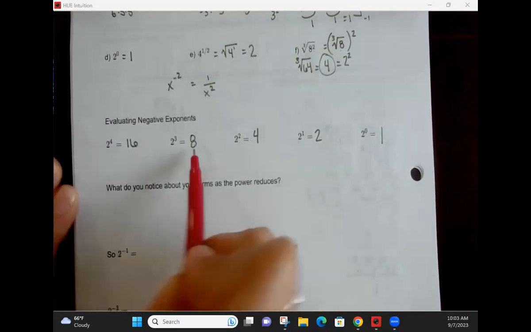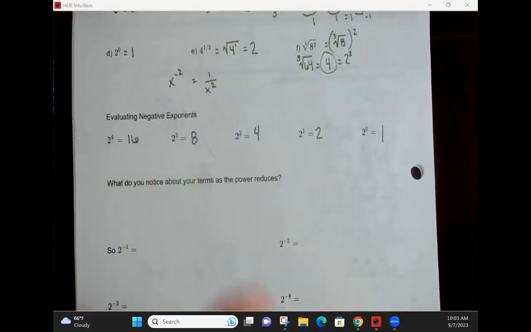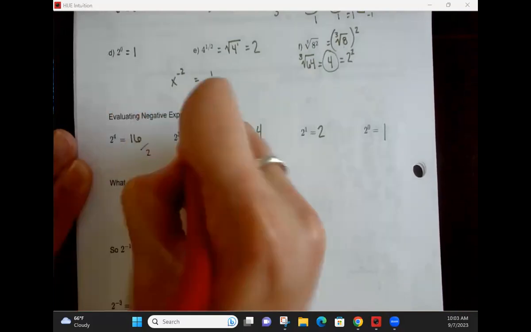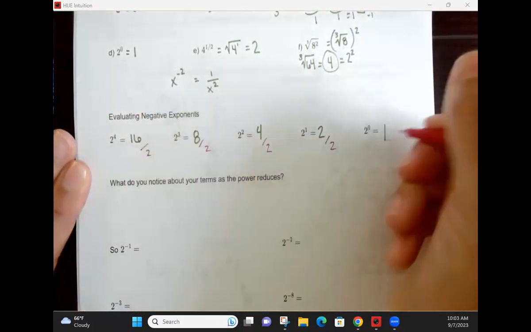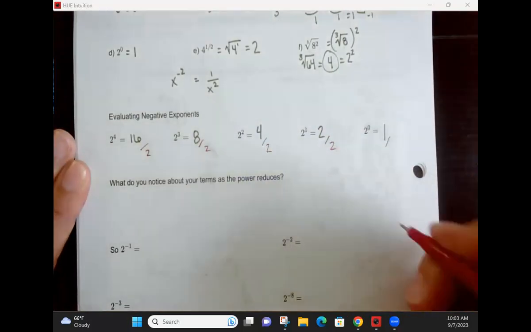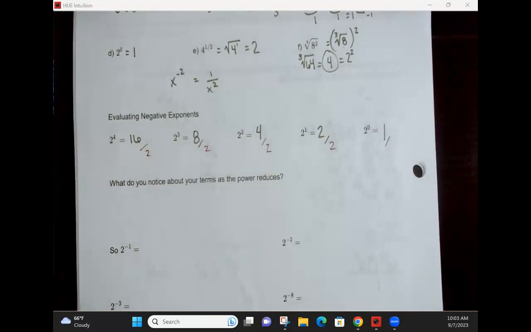What happened to our answers each time? What's the relationship between 16 and 8? Yeah, cut it in half. I divided it by 2, right? I divided out a 2 each time as that exponent went down, okay? So 2 divided by 2 is what led us to 1.